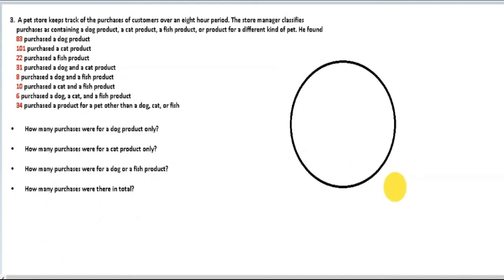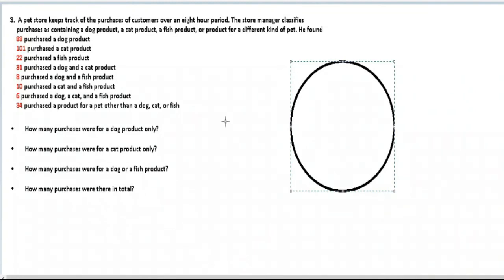Questions. How many purchases were for a dog product only? How many purchases were for a cat product only? How many purchases were for a dog or a fish product? How many purchases were there in total? Again, this is hard for us to identify what is exactly the answer in every question. So we are going to use the Venn diagram. Three circles ulit tayo because we have three sets. Dog product, cat product, and fish product.